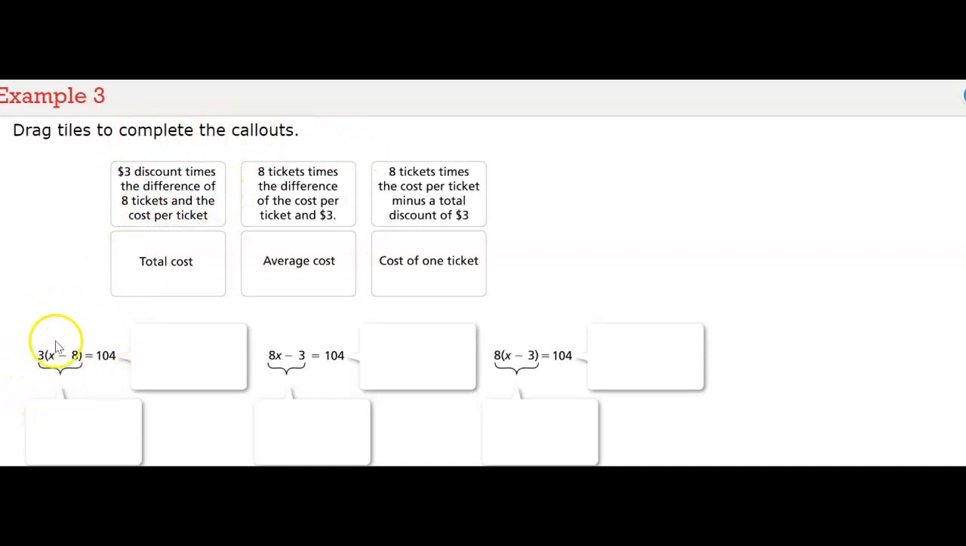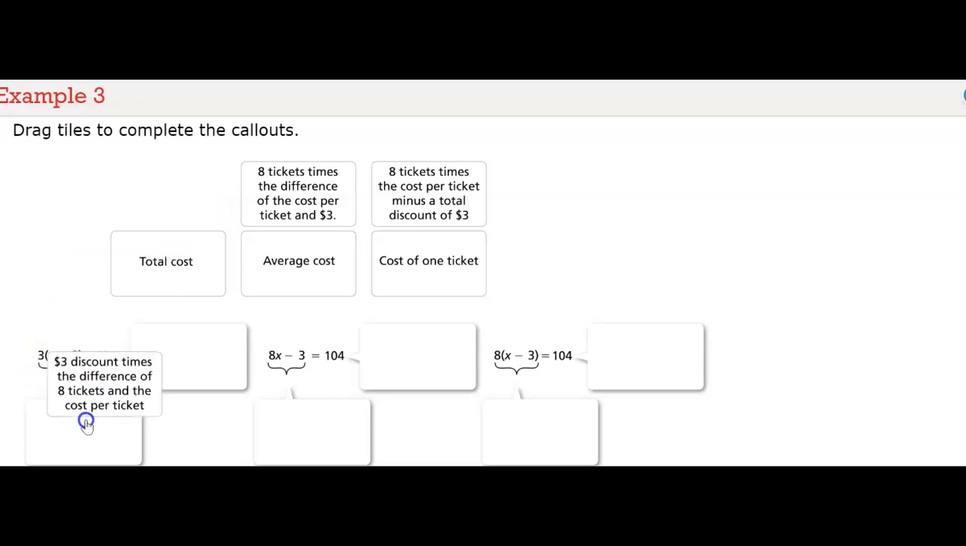So 3 times the quantity of X minus 8 is equal to 104. So the first one says $3 discount times the difference of 8 tickets and the cost per ticket. So $3 is being multiplied. That times tells us we're multiplying the difference of 8 tickets and the cost. So 8 tickets will be subtracted by the cost of the ticket. So the first one we read sounds like that is this expression or part of the equation.